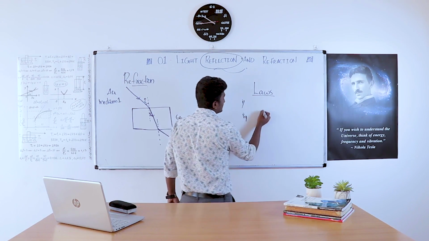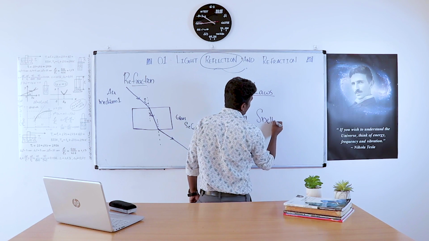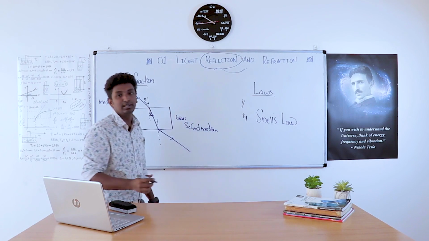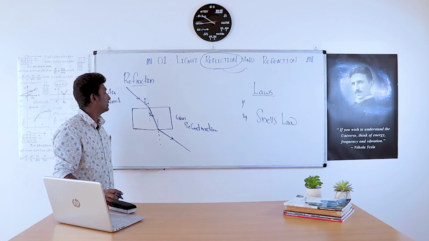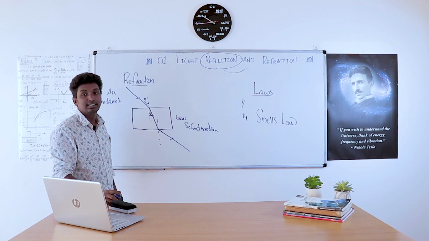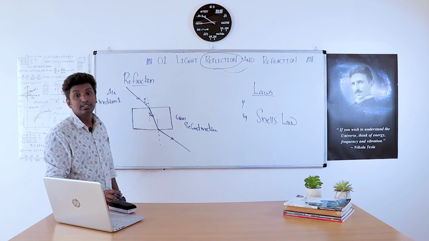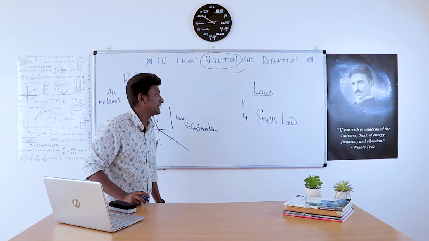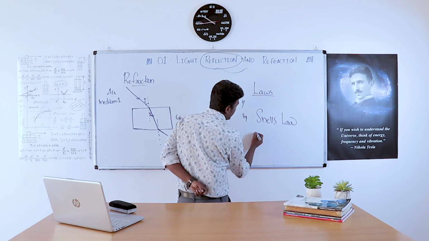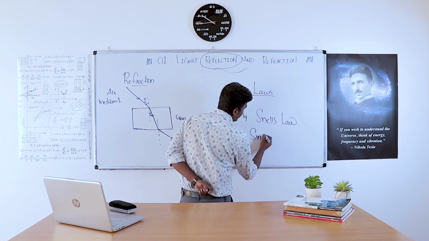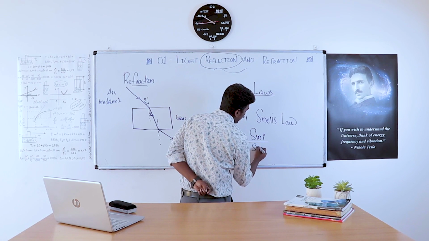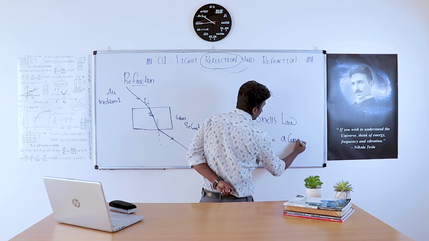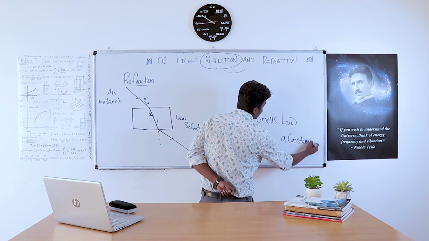And the second law is the important one and is known as Snell's law. Snell's law states that the ratio of sine of angle of incidence to sine of angle of refraction is a constant. That means sin i by sin r is a constant.